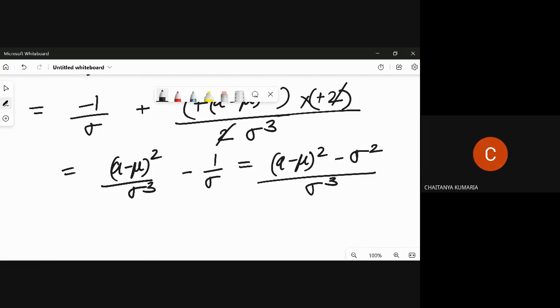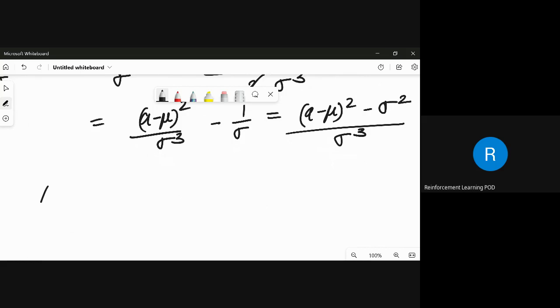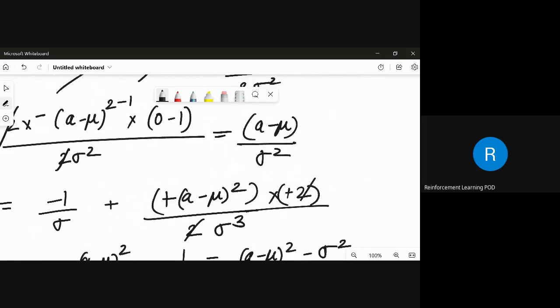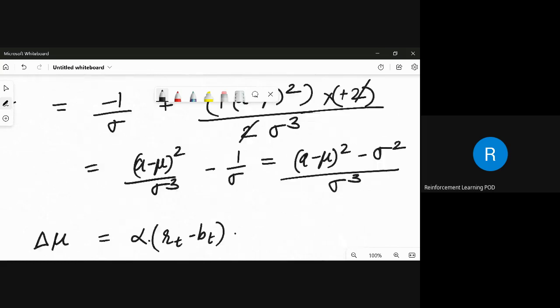Yeah. Okay, now we can finally write the formula for del mu and sigma, basically the change that has to be made in mu and sigma. So for mu it will become alpha times (Rt minus bt). What was that? (a minus mu) divided by sigma square.